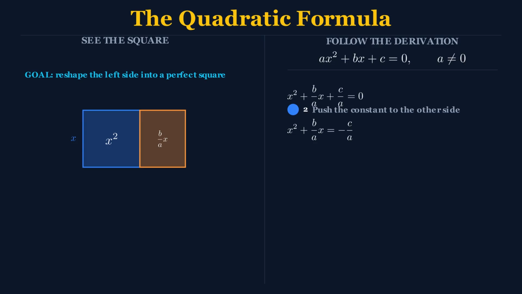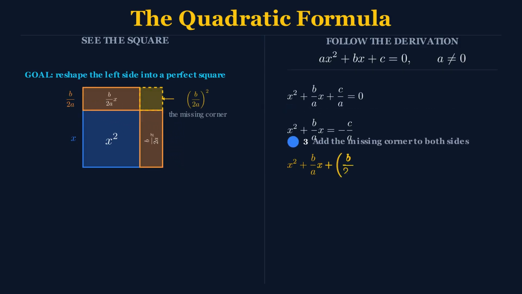Now look at what remains on the left, a square of side x plus b over a times x. And that second term is simply a rectangle with height x and width b over a. Here is the key move of the whole video. Cut that rectangle exactly in half and slide one half up to the top. Each half now has width b over 2a. That is where the 2a comes from. It was never invented. It came from cutting in half.